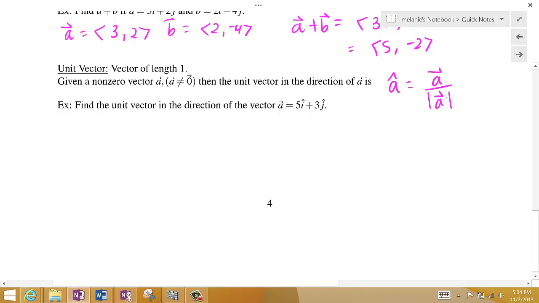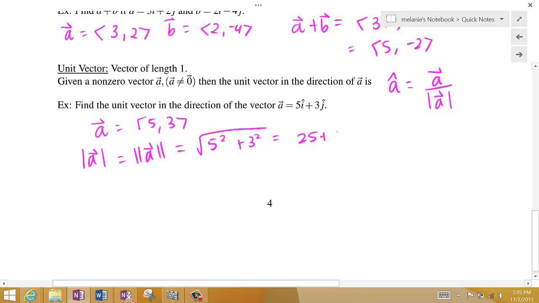So here's an example. Find the unit vector in the direction of the vector A equals 5i plus 3j. So A equals 5, 3. I need the unit vector in the same direction. So the first thing I need to find is the magnitude of A. Remember, I can write magnitude of A this way or with double lines. So I take the first component and I square it, plus the last component and I square it. So I get 25 plus 9, which is the square root of 34. So the magnitude of A is the square root of 34.